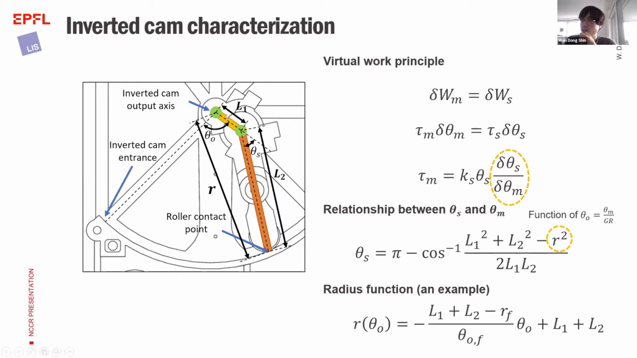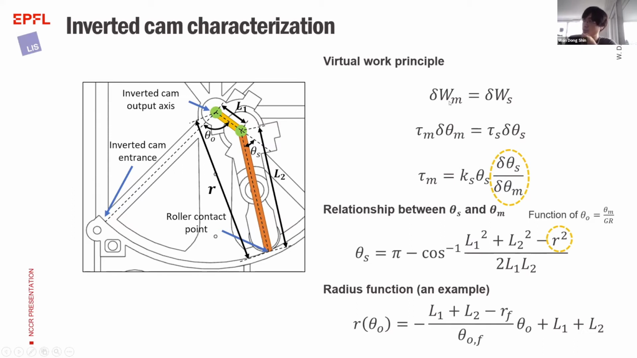L1 is this link, the link connected to the output shaft, and L2 is the other link, which is connected to the torsion spring embedded here. L2 runs from the torsion spring to the wall here, and we call the length from the output shaft to this contact point R. The virtual work principle tells us that the work from the motor should be equal to the work done to the spring, assuming ideal conditions where we don't have friction loss or anything.